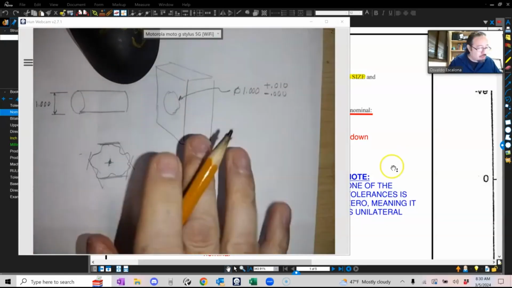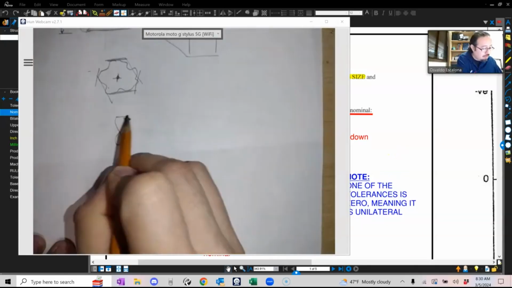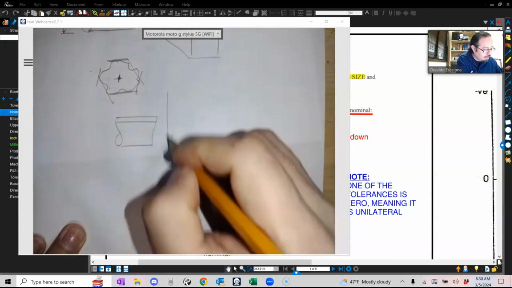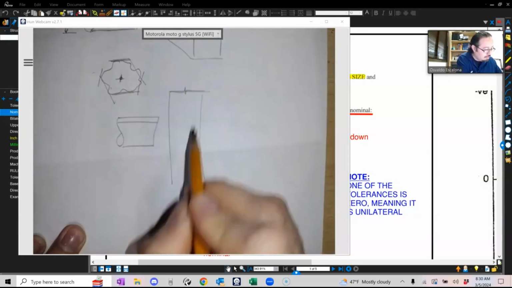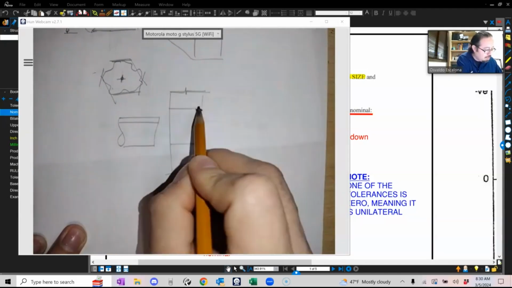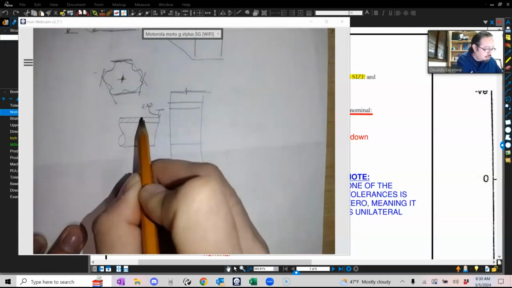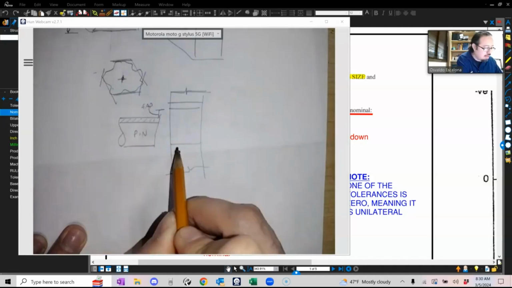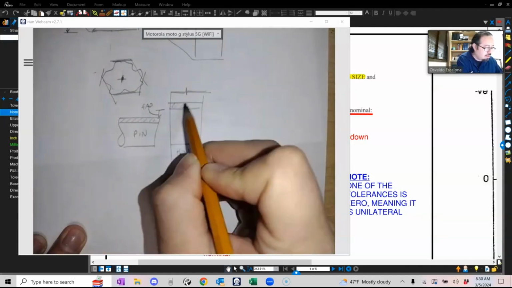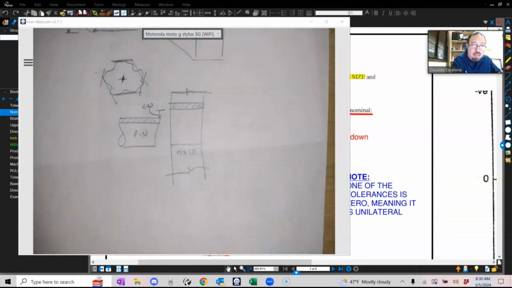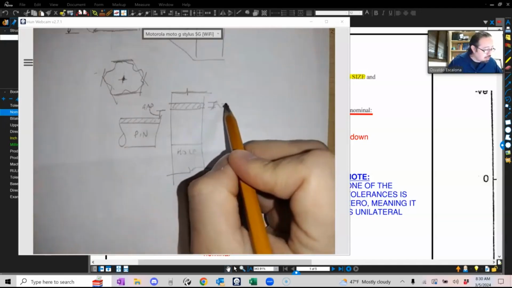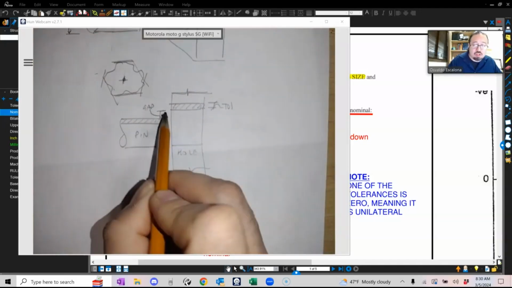If you were to put the pin, let me redraw this guy. There should be a little gap. And again, this is the tolerance for the pin, and this is the hole, and this is the tolerance for the hole, right? Little plus and minus. This is your tolerance. So always a little gap, right? To ensure that it will always fit.